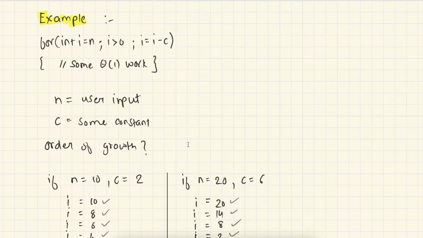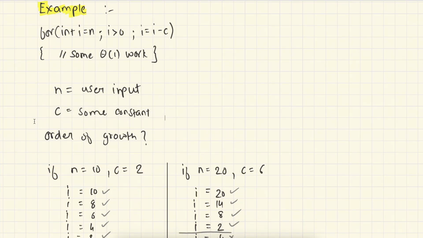So in this example, we are running the loop from n to 0. This time we are running the loop in reverse order. It means from n to 0, and in each iteration we are decreasing i by c. In the previous example we were increasing i by c, and in this example we are reducing i by c, and we are doing some constant operation in this loop. Our n is going to be a user input. It means n is going to be anything like 100, 1000, 10,000, 1 lakh, 1 crore. c is going to be some constant.